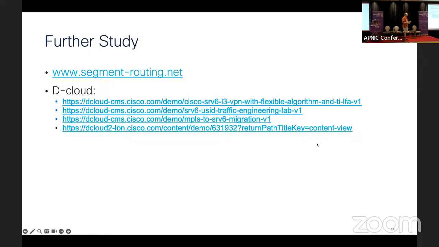EVPN currently can have 3 data planes. It can have MPLS data plane, it can have VXLAN data plane, it can have SRv6 data plane. And in that sense, the signaling is basically the same. Only what you're advertising is either a label or a VTEP or the SID.